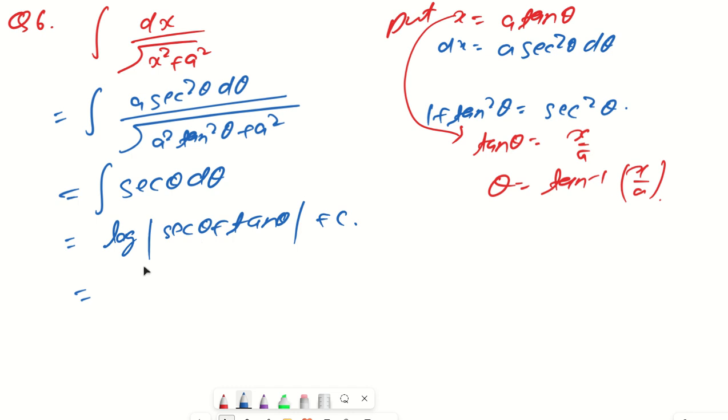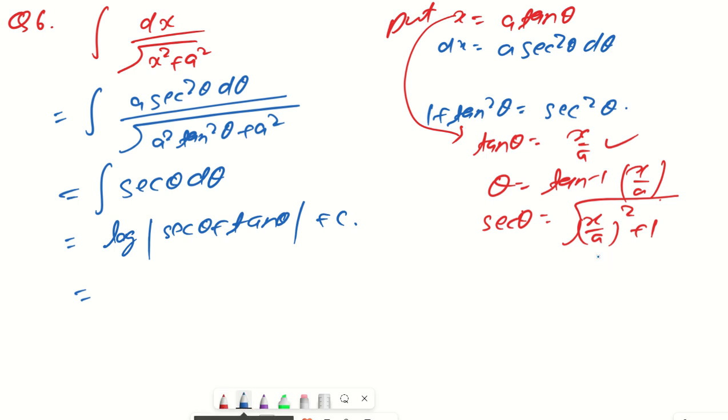So now our aim is to replace this particular value with x terms. We get tan theta is equal to x by a, that is very easy. If we want to find sec theta, it will come from 1 plus tan square theta. So sec theta is the square root of x by a whole square plus 1. Why square root? Because sec square theta is 1 plus tan square theta, so sec theta will be the square root of 1 plus tan square theta.